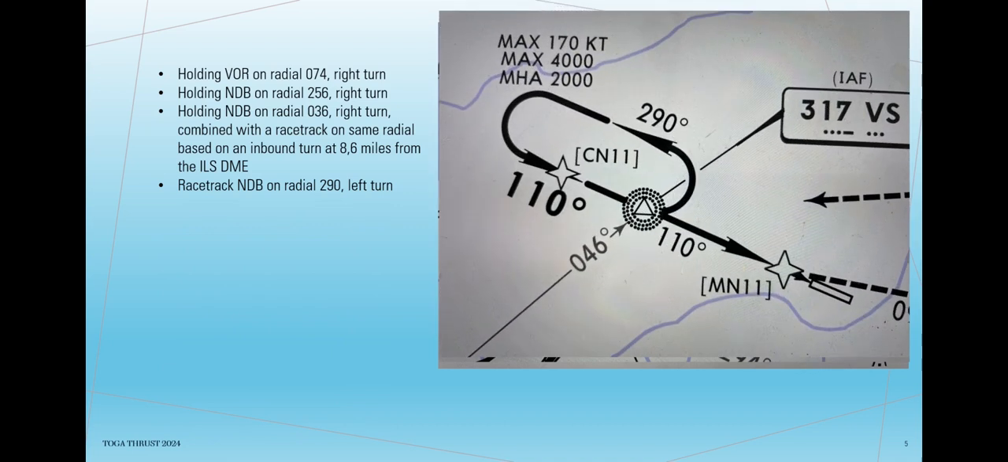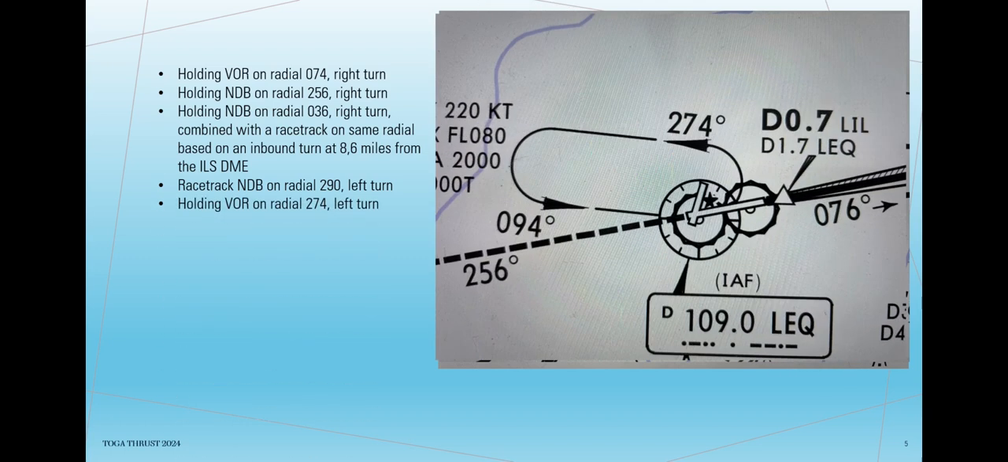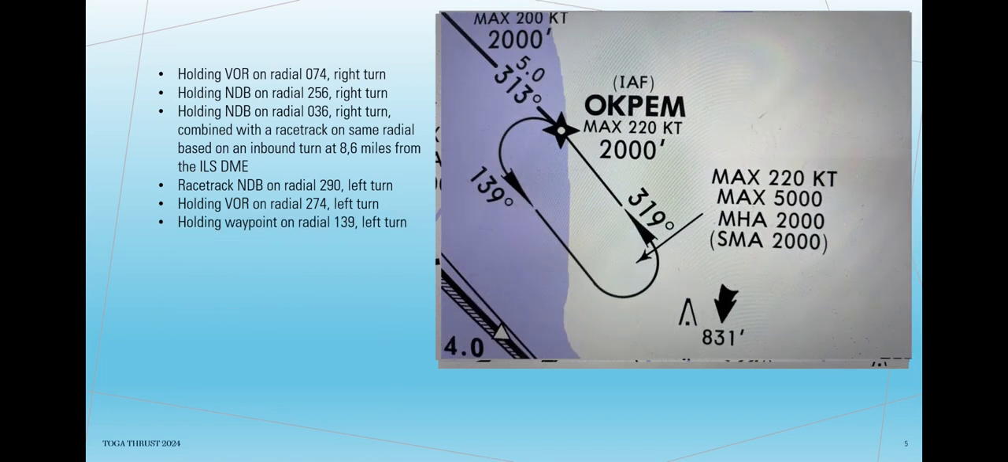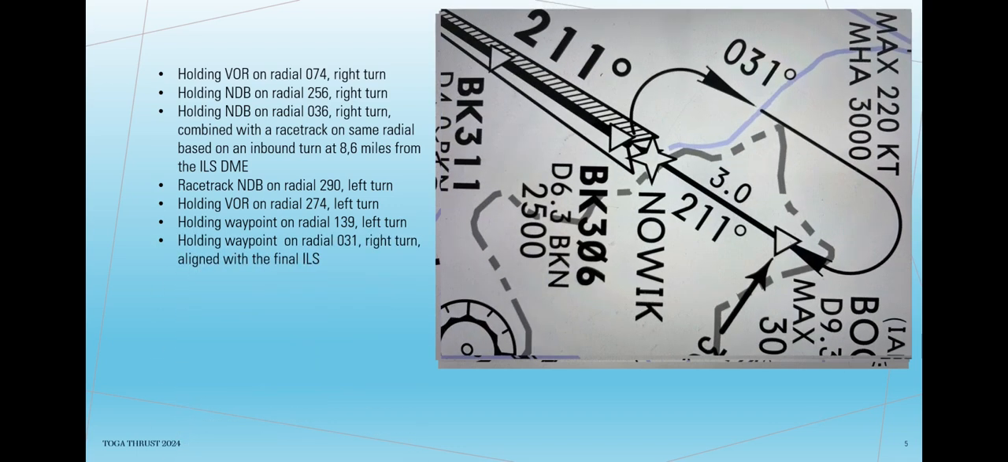Racetrack NDB on radial 290, left turn. Holding VOR on radial 274, left turn. Holding waypoint on radial 139, left turn. Holding waypoint on radial 031, right turn, aligned with the final ILS.